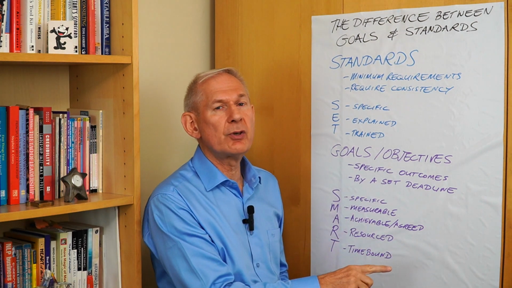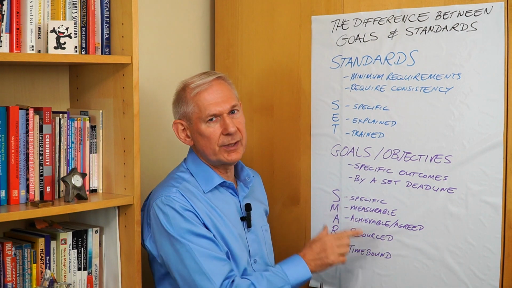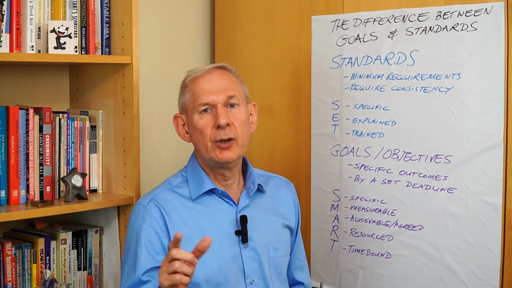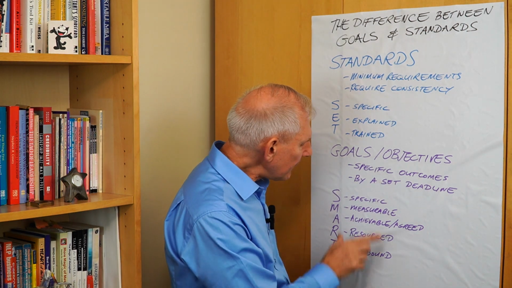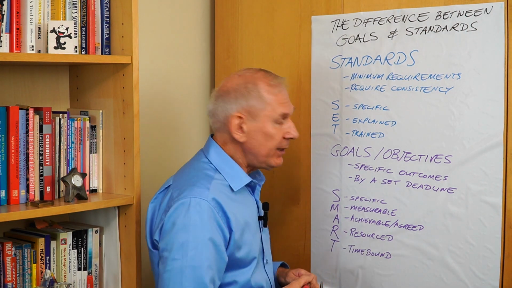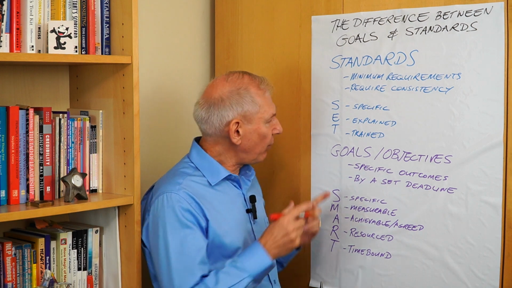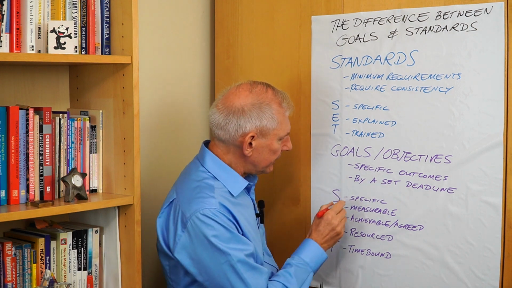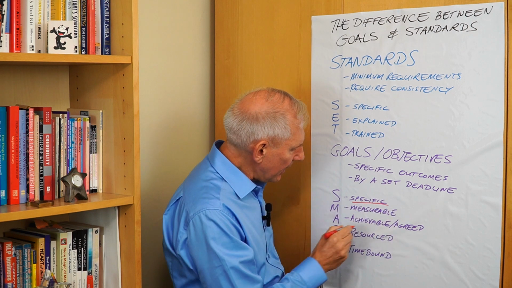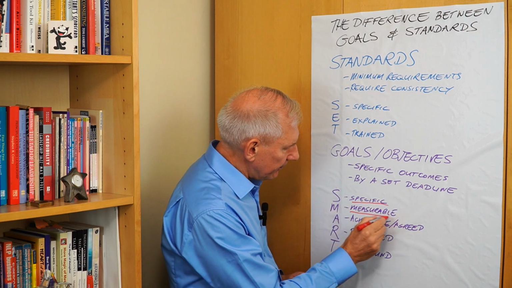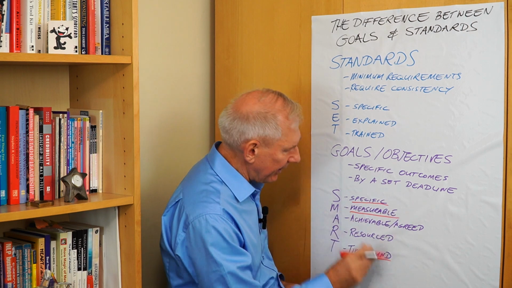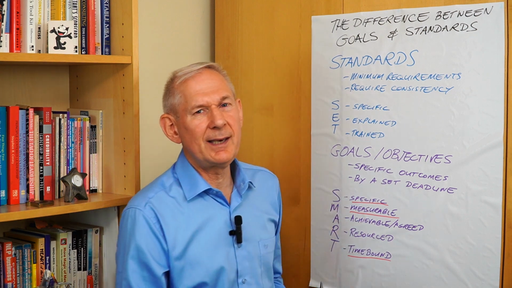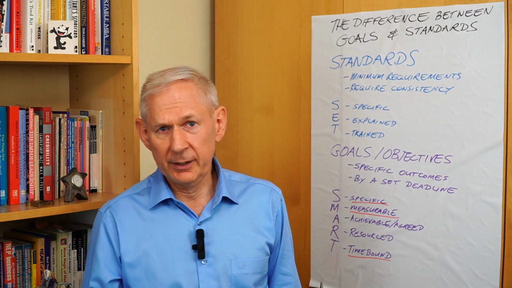And above all, that it's resourced, because it's actually a lack of resources that often gets in the way of people not achieving their standards. And that it's time-bound. Now, interestingly, if you want to write a goal, it's really important to be able to be very specific, but also measurable. And finally, to make sure that it's time-bound. They're the three things that need to be written down. Everything else is a discussion.